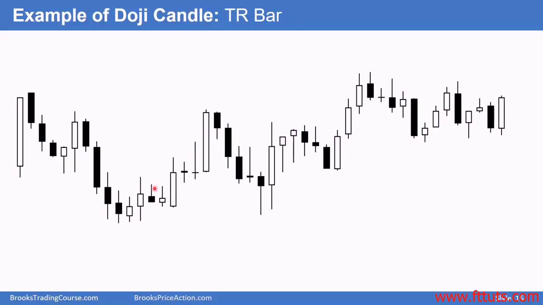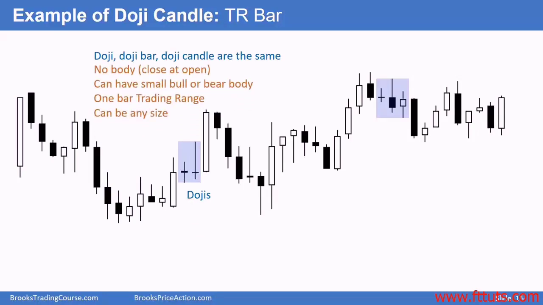Here's an example of doji candles right there, closed around the open. Some are relatively big, some are relatively small, and every doji bar is a one bar trading range. And they can be any size.